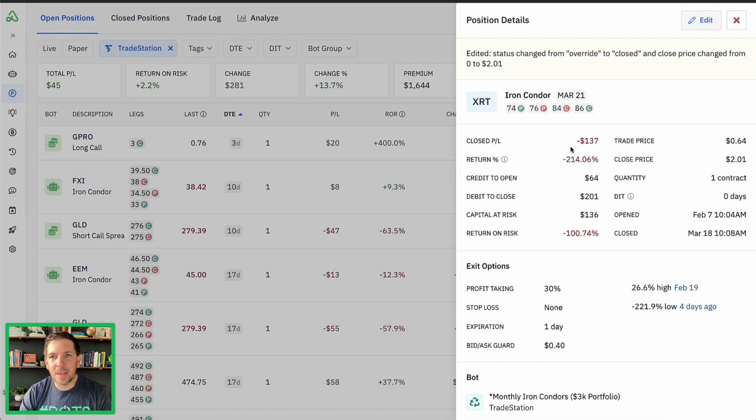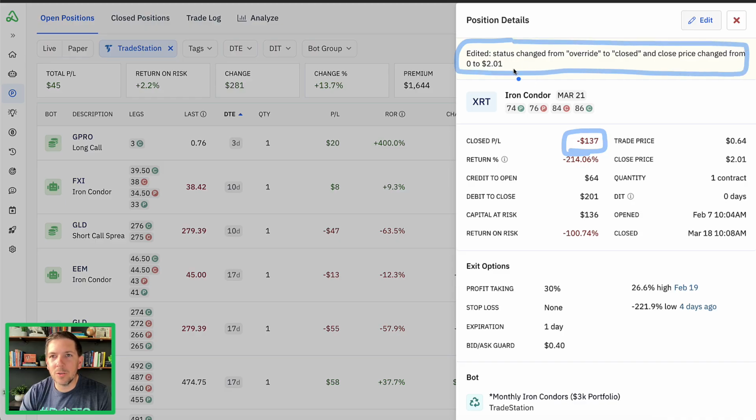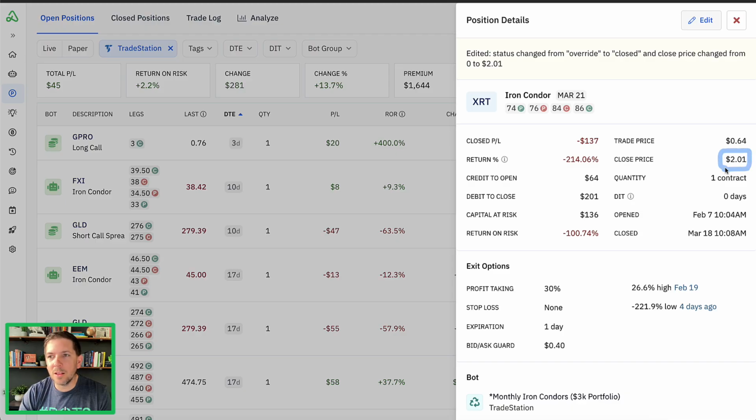Once we hit save, you can see that this is reflected, and it did in fact show our correct P&L, which was negative 137. Again, it gives you a little status update here, which shows you that the position was changed from override to closed, and the closing price was 201. That's how much we paid to get out of the position net. So the difference between assigning the stock at 76 and how much we got at $73.99 for reversing the position. You can see the closing price here was 201, so just $1 over fair value, which means that even though we had our capital at risk at 137 or 136, the net closing P&L on the trade was 137.